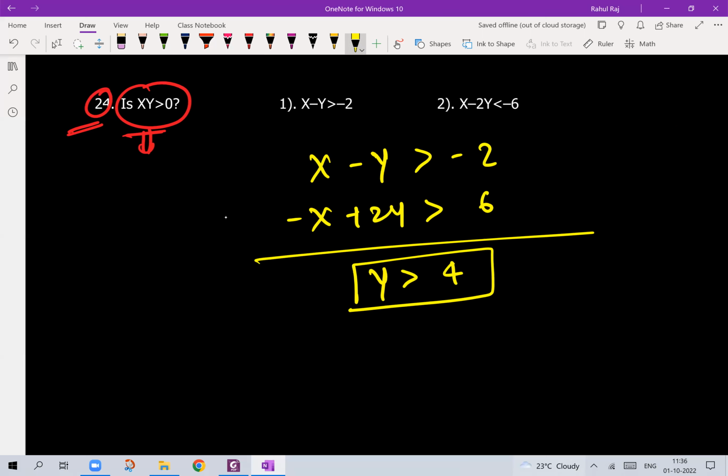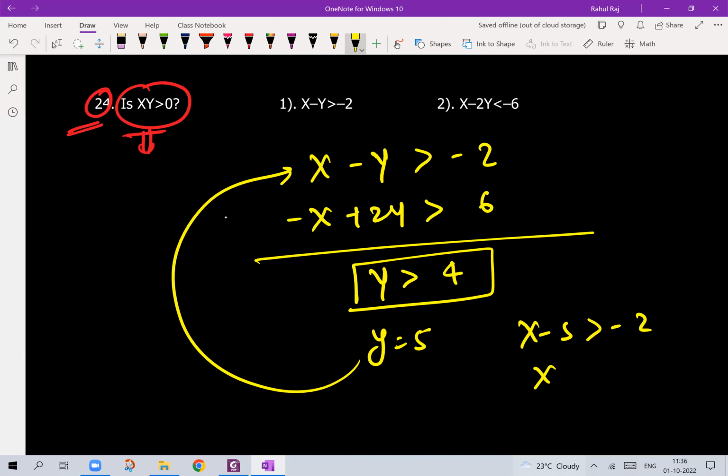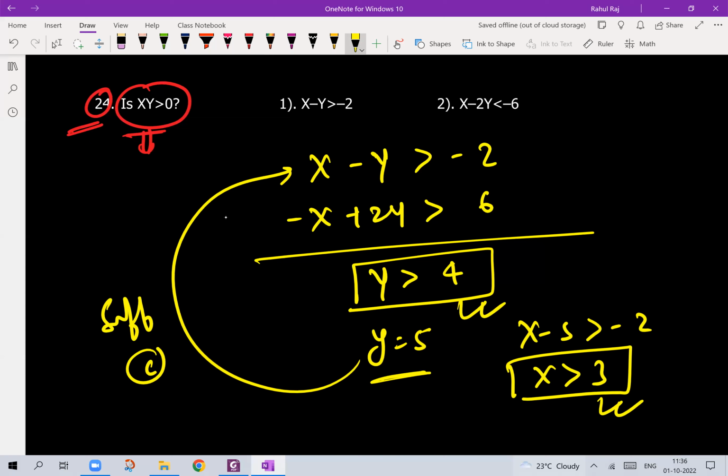If y is greater than 4, take some values of y. Take say y is equal to 5. Put it in statement number 1. If you put y is equal to 5 in statement number 1, x minus 5 is greater than minus 2. That is nothing but x is greater than 3. If y is greater than 4, x is greater than 3. Both are of same sign. I can say sufficient. See, it's all about how you think on the question.